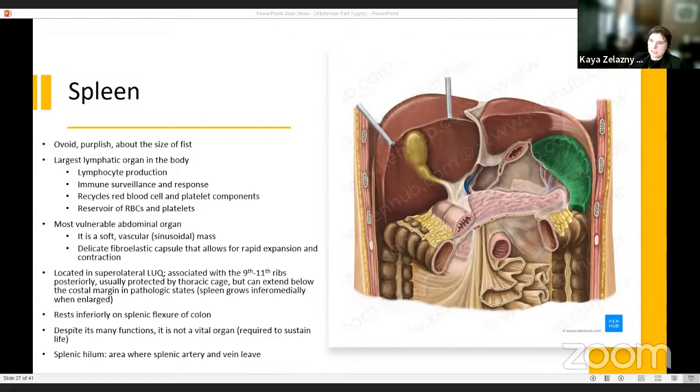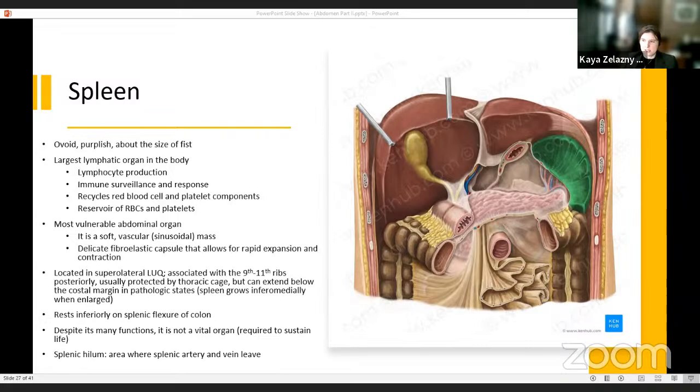So the spleen is ovoid in shape. It's kind of purple in color. It's about the size of your fist, although you will see that size change in certain diseases. It is your largest lymphatic organ in the body, and it has a lot of important roles. It's involved in lymphocyte production. It's involved in immune surveillance and responding to that immune surveillance. It also helps you recycle blood cells and platelet components and can act as a reservoir for red blood cells and platelets. Now, its capsule is pretty delicate.